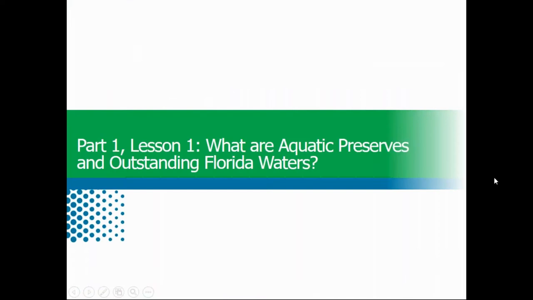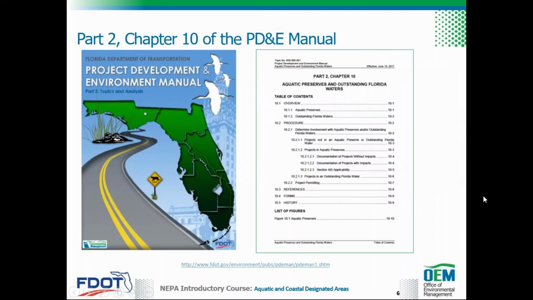Let's begin with Lesson 1. What are aquatic preserves and outstanding Florida waters? The Aquatic Preserves and Outstanding Florida Waters process is guided by Part 2, Chapter 10 of the PD&E Manual. This chapter provides an overview of aquatic preserves and outstanding Florida waters and explains the procedure for conducting coordination to determine project impacts and how to document them in the environmental document.